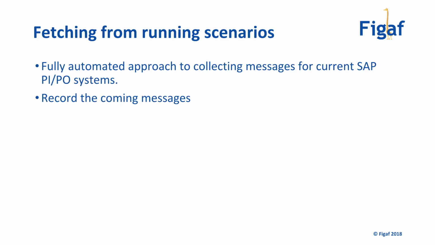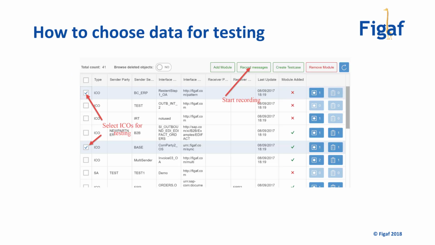The way it fetches messages is a fully automated approach that fetches messages that are coming from the live system and where the messages are being processed. It can only record incoming messages, so we don't have the option of looking at past messages and reusing those as test cases. So how does it work?